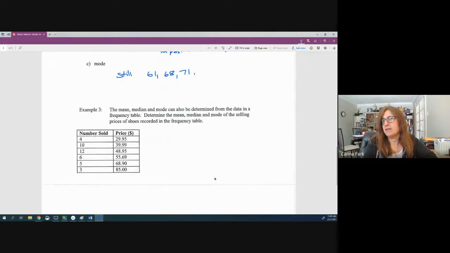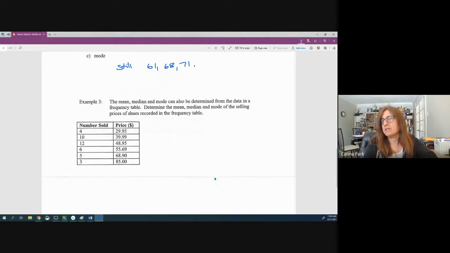Now, what if the data is not given as a list of numbers, but it's given in a table? Think of it like a frequency table, like when you're counting how many candies of each color we're pulling out of the cup. So you can see here all these prices, and the prices are sorted in order. Prices of shoes, okay, in order. So if you were to list all of these, in order, you would have 29.99, 95 listed 4 times.